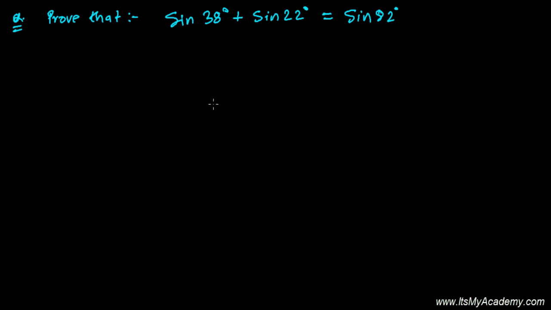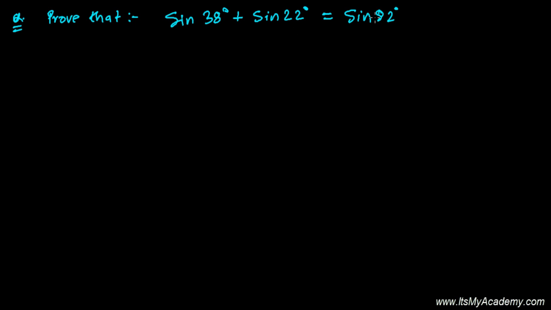Here we have another type of proving question in trigonometry again. Let's solve it. The question is: sine 38 degrees plus sine 22 degrees equals sine 82 degrees. All right, so how to do it? Do you see any method? As I told you, the question always comes with a clue.